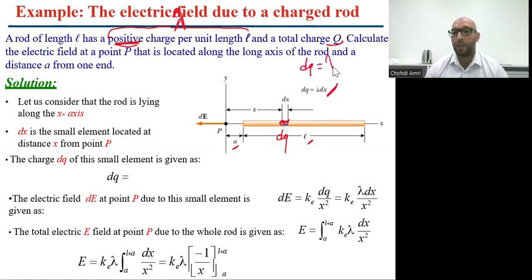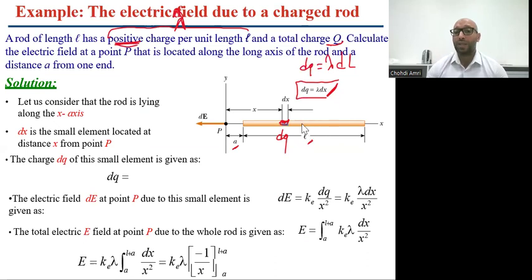Our charge can vary along the x-axis, so dl will be equal to dx, and dq in this problem will be lambda dx. Why is dl equal to dx? Because the element of charge dq varies along the x-axis on the rod.